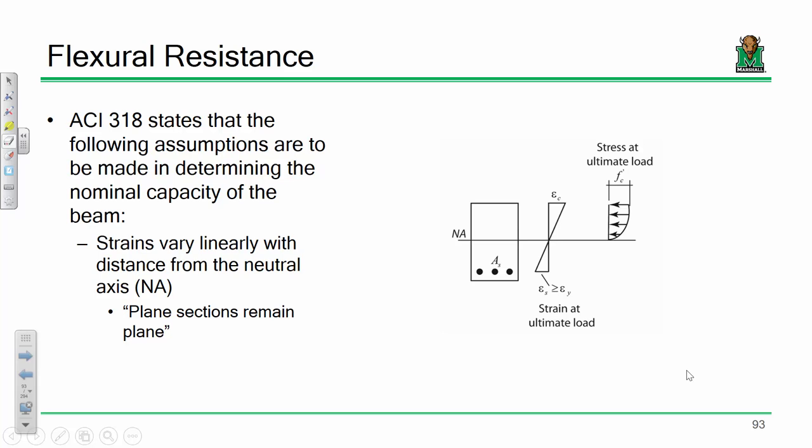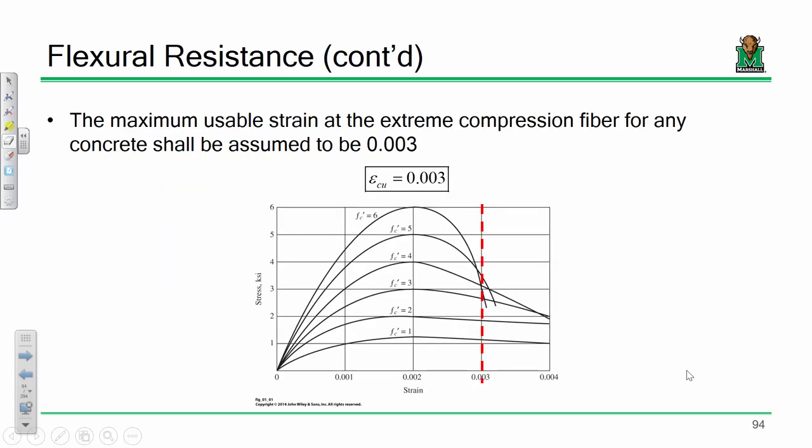Now, for this beam, one of the assumptions that we make is that plane sections remain plane, so our strain profile is linear. We have zero strain at the neutral axis. Our concrete has a maximum strain of 0.003.